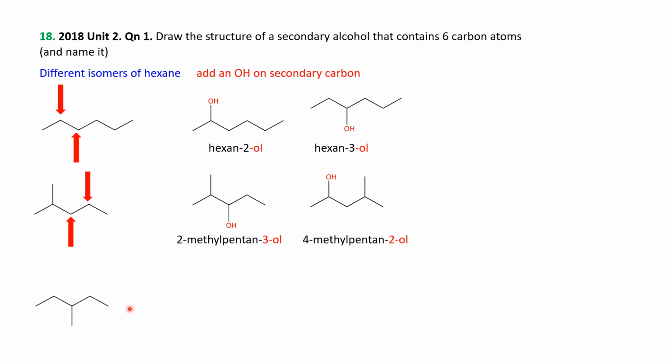Let's go to our 3-methylpentane, and only there is a secondary carbon. This of course is the same as that one. So putting it there, it will be 3-methylpentan-2-ol. So there we have 5 secondary alcohols that contain 6 carbon atoms.